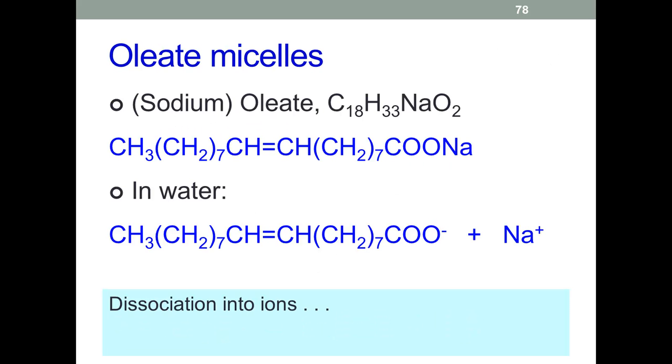The aqueous medium in which this process is taking place contains things called oleate micelles. It wasn't specified in the paper, but I'm assuming he used sodium oleate, which is the substance given there. You dissolve it in water, and it will dissociate almost immediately to produce the oleate anion, plus the sodium ion, which will wander off and doesn't take any part in this process, as far as I know.